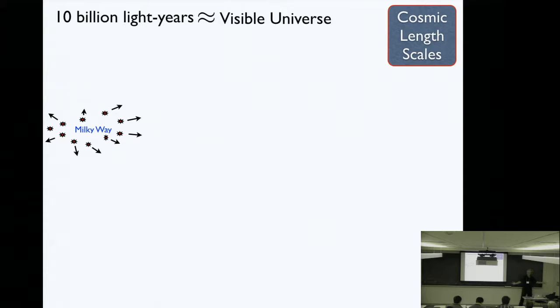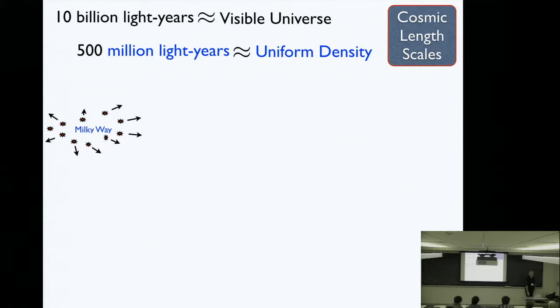What's the real quick length scale? 10 billion light years is the visible universe. If the universe is 13 billion years old, about 10 billion years of light travel gives you 10 billion light years out to the edge. 500 million light years, that's the scale of this baryonic acoustic scale. So beyond that, it's pretty much uniform.